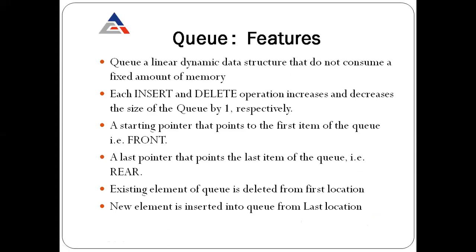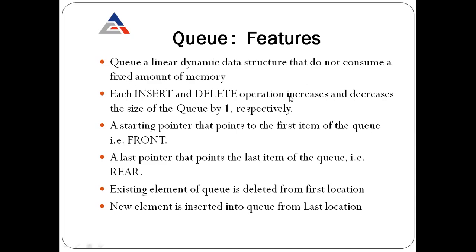Some of the features of the queue are: a queue is a linear dynamic data structure that does not consume a fixed amount of memory. Dynamic means whatever amount of memory is required, that will be used. No memory will get wasted. If you have some extra memory, it will be used by some avail component in which empty memories are stored over there.